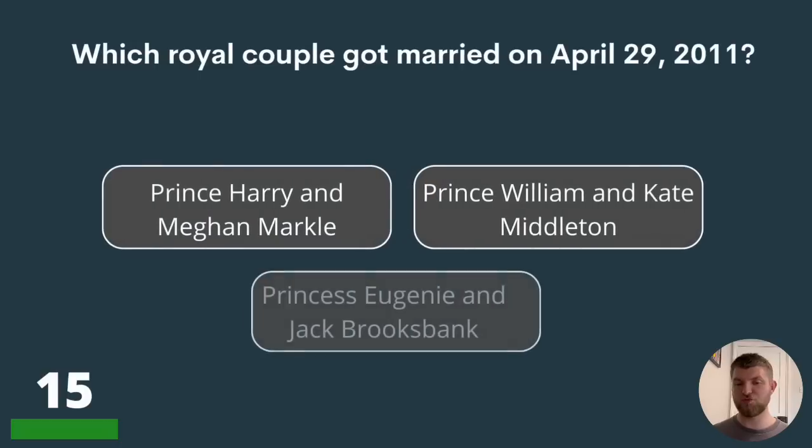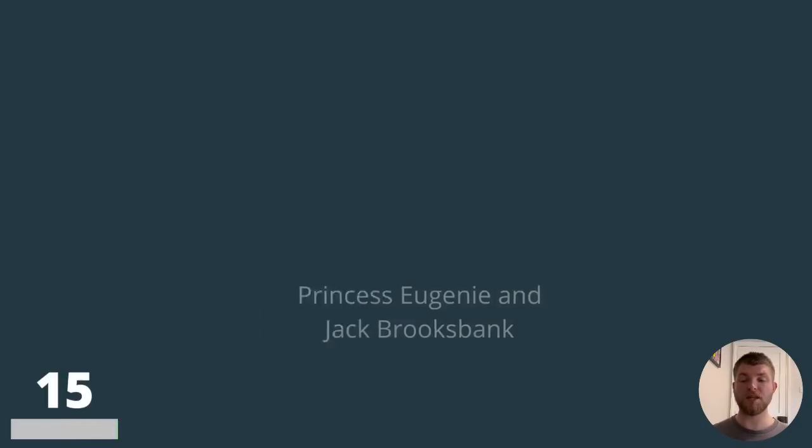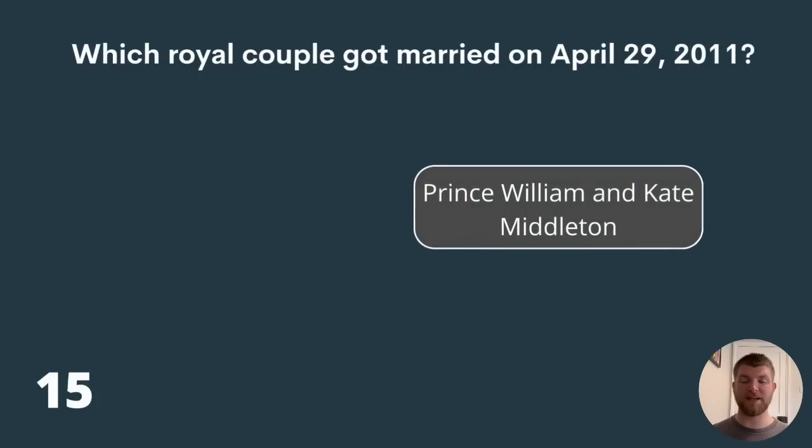15. Which royal couple got married on April 29th, 2011? Prince Harry and Meghan Markle, Prince William and Kate Middleton, or Princess Eugenie and Jack Brooksbank? The answer is Prince William and Kate Middleton.